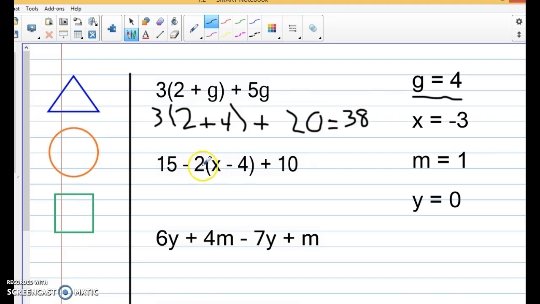So kind of the same thing here. I would say negative 2 times x minus 4. Well, I can see over here that x is negative 3.